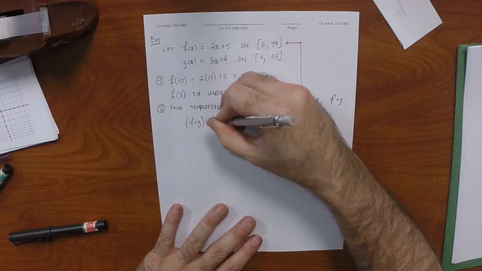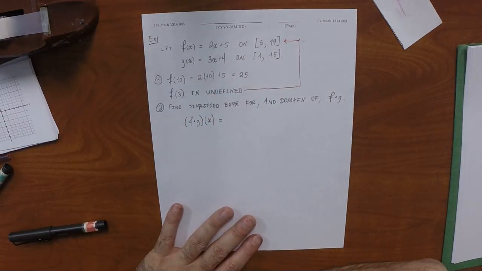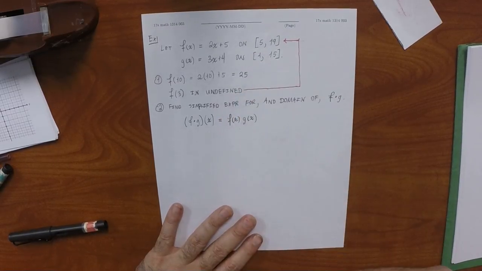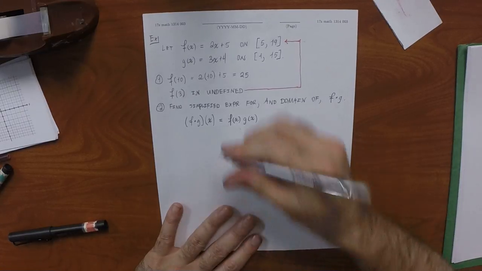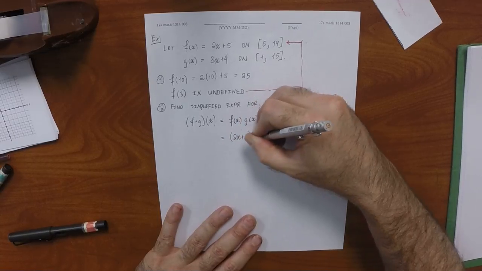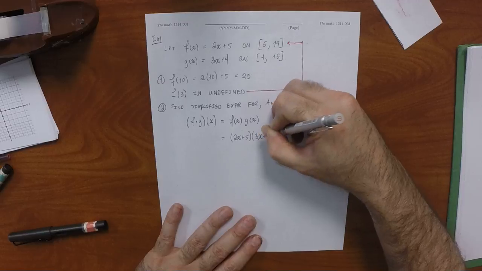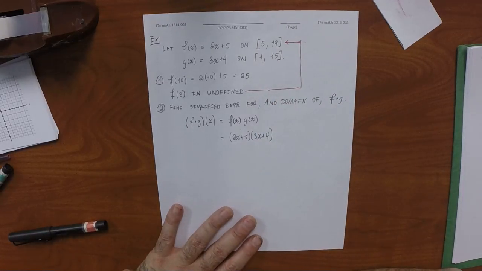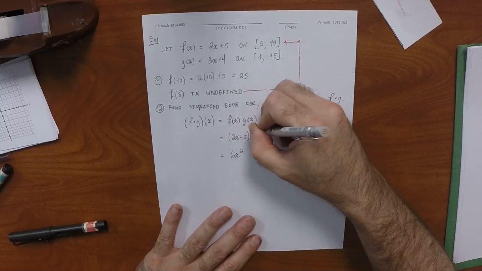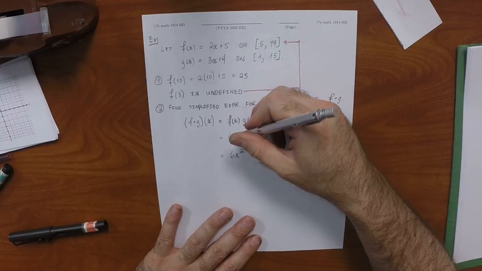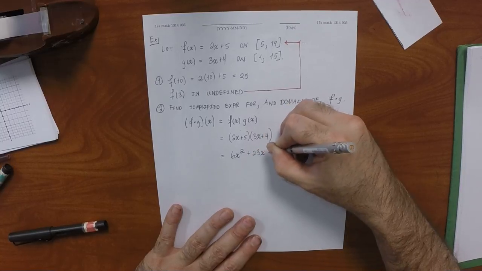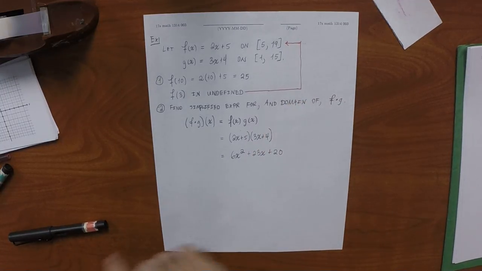So F product G, according to the definition, that would be F of X product G of X, like so. And then you substitute in the pieces. So that'd be 2X plus 5 multiplied by 3X plus 4. And you FOIL this out and collect: 6x squared plus 23x plus 20. Okay, so is there any question getting to this?